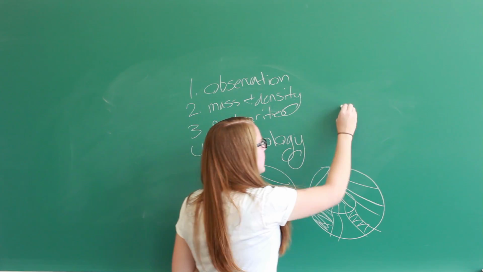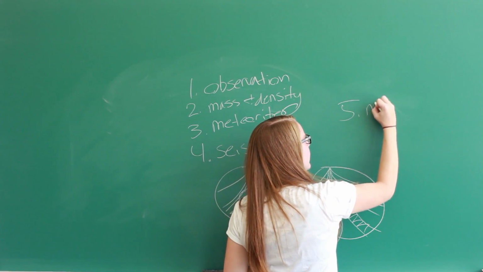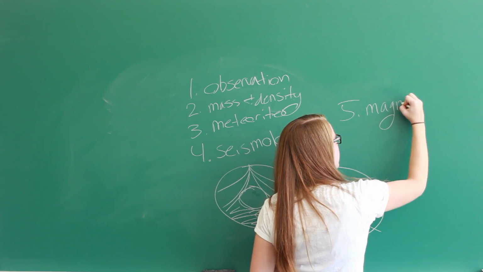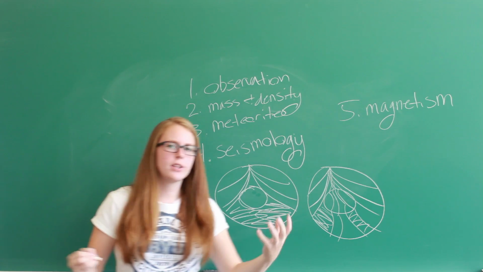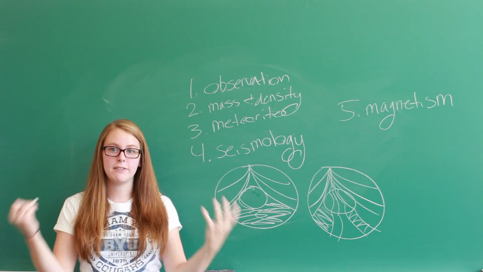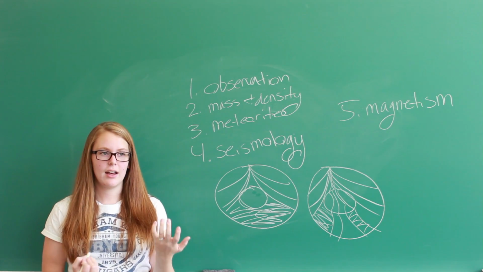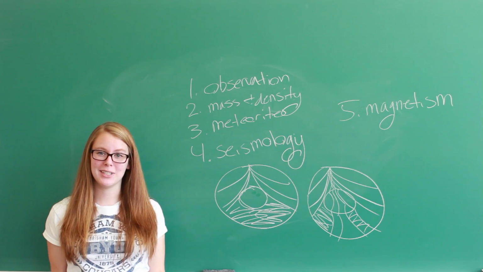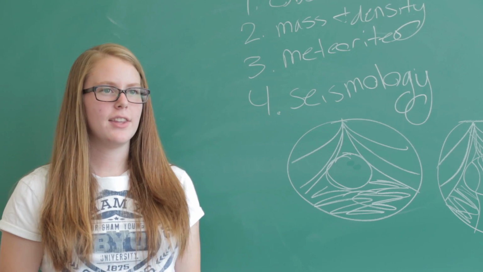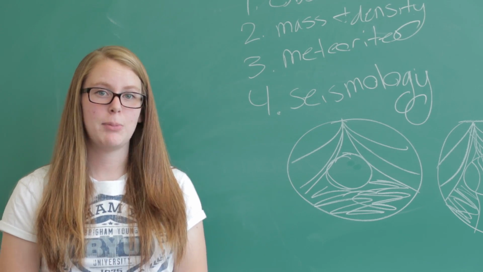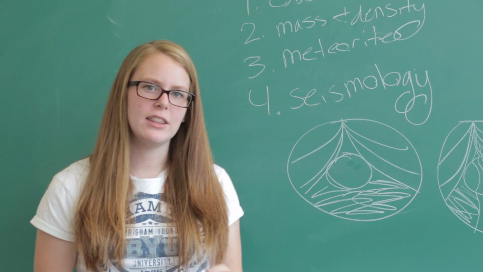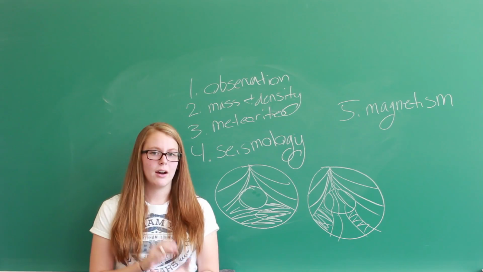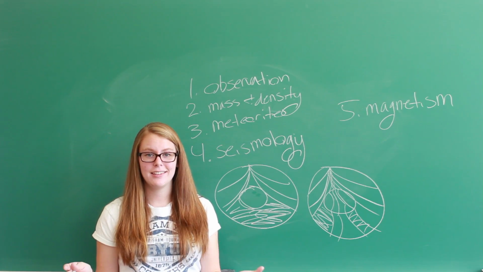Then finally, we have magnetism. We know that Earth has a magnetic field. We can see it with compasses. We have instruments that can help detect it. The thing that causes a magnetic field this big is iron convecting. So we have a convecting iron layer in the middle of the Earth. All right, and with that, that is the end of this chapter.